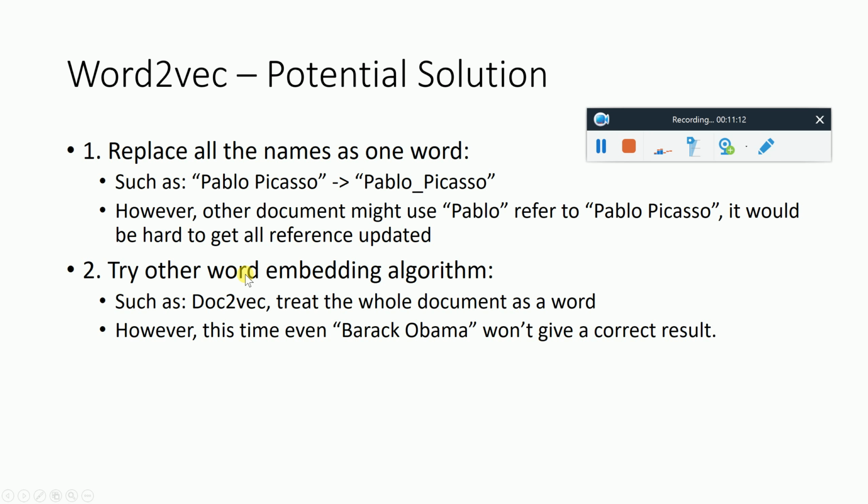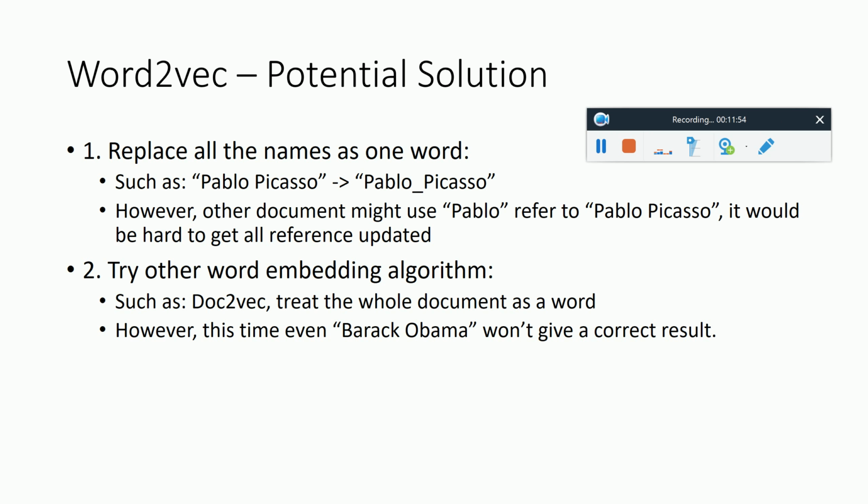I tried different solutions for this problem. First, replace all the names with one word, such as Pablo Picasso, removing the white space between them and making it one word instead of two. However, other documents might also use Pablo or Picasso to refer to Pablo Picasso. It will be hard to get all the references, so you need to update or clean all the documents containing Pablo Picasso. So it's mainly impossible if I do it manually.